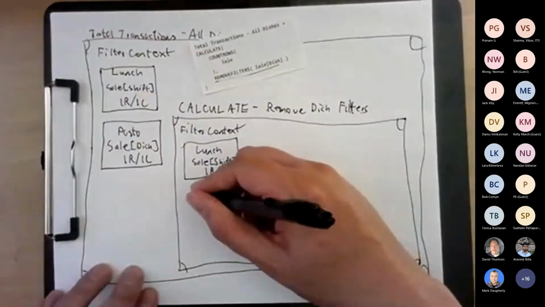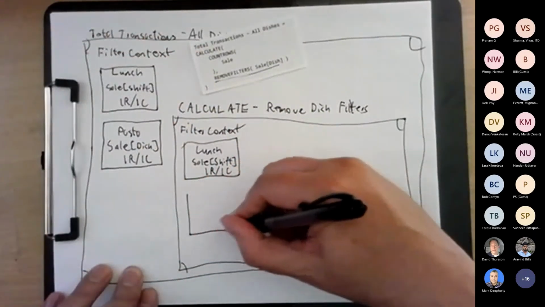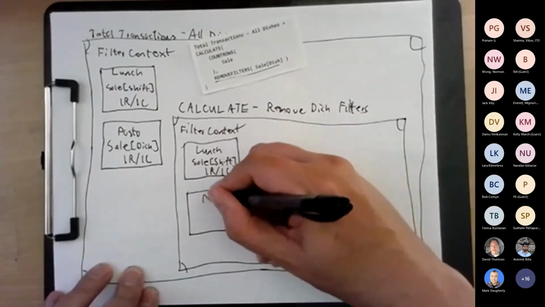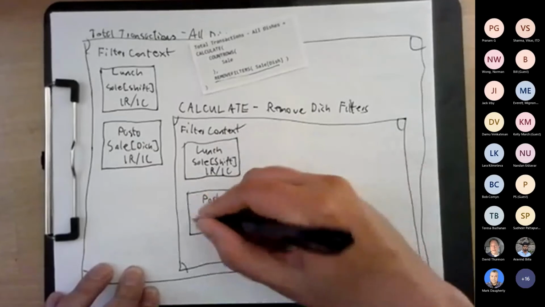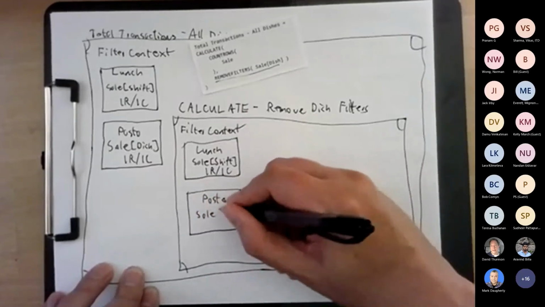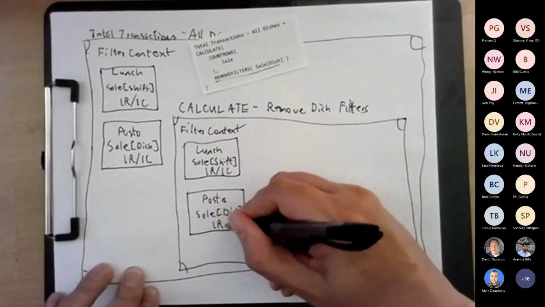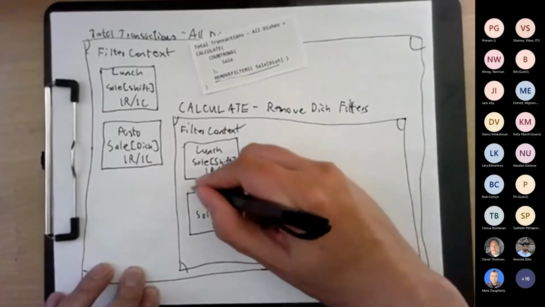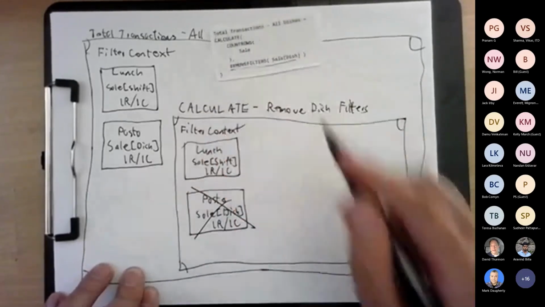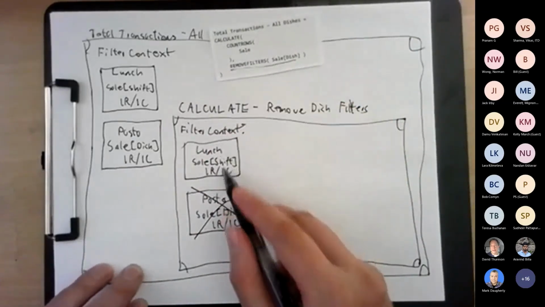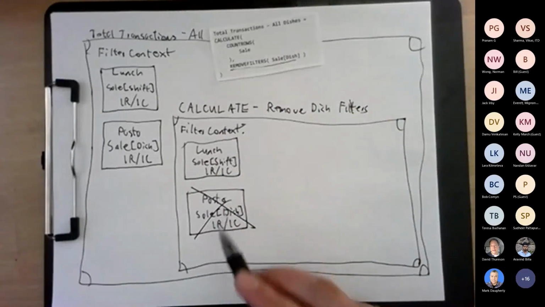I'm just going to draw it and then cross it out. If I was doing this in real life, I might not even draw it, I might just draw an X. But what the heck, I'll be good. So I'm going to do pasta, based on the sale dish column this time. It is one row by one column, and it is gone because that's what we told calculate to do. So now in this new inner filter context, we've got a filter for lunch, but no filter for pasta.